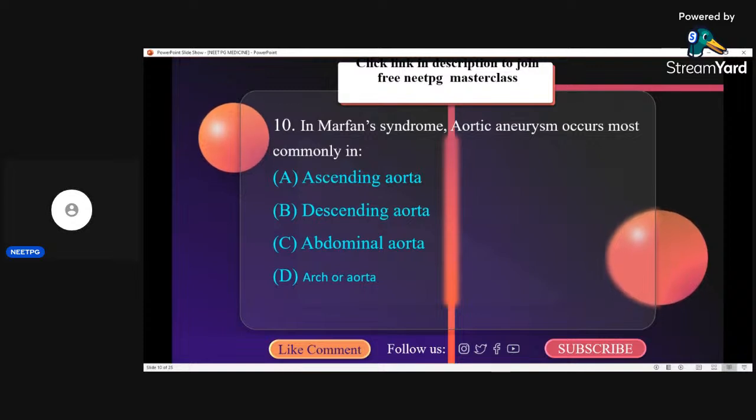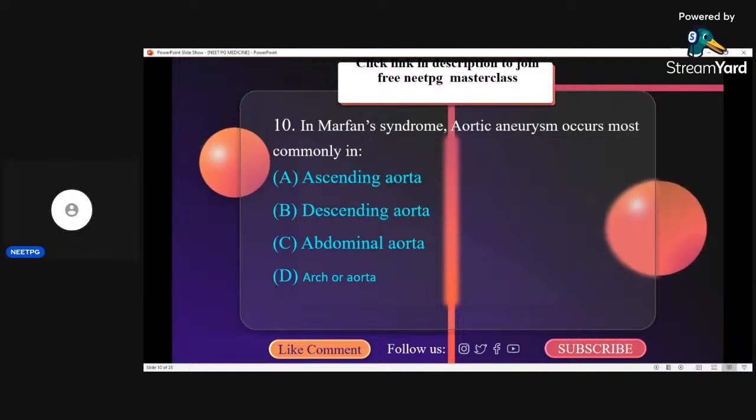Ascending aorta. So the correct option here is A, ascending aorta.